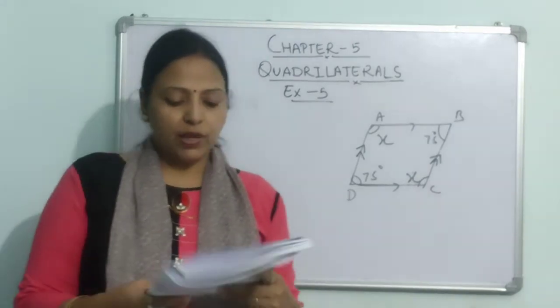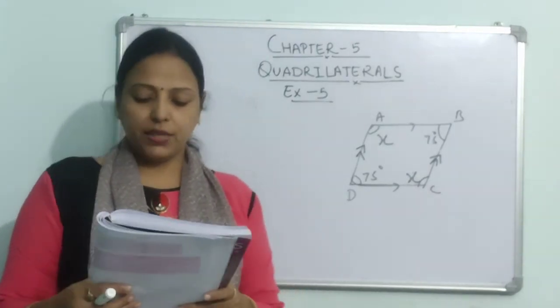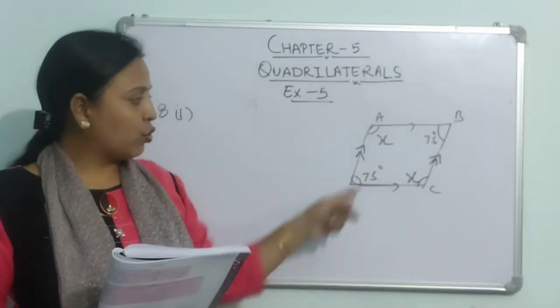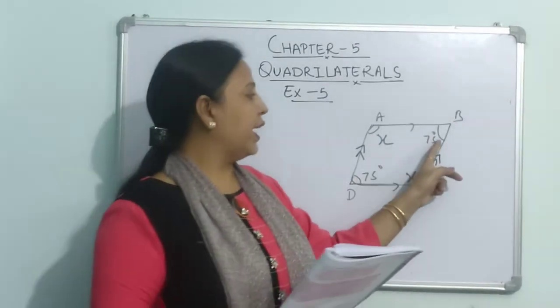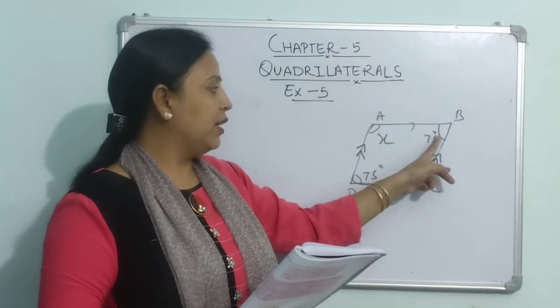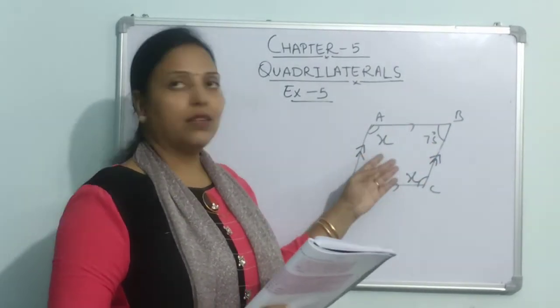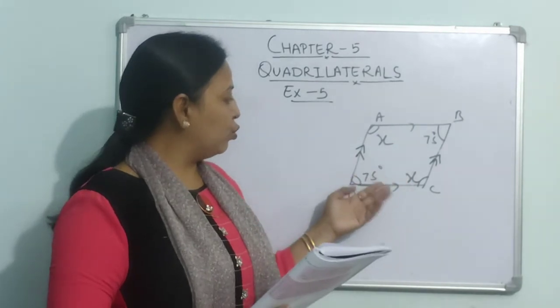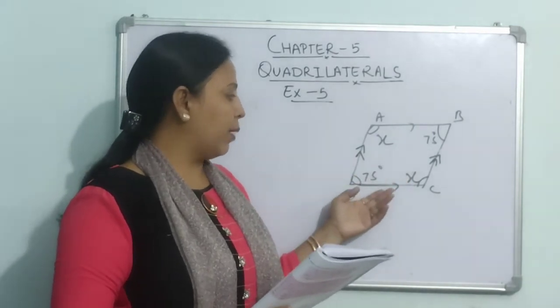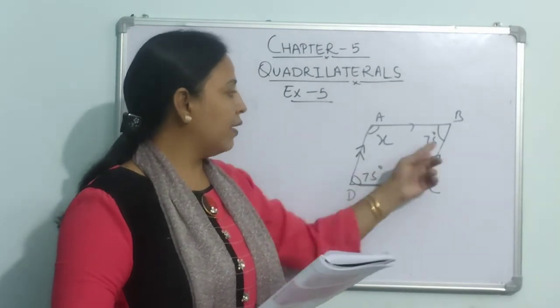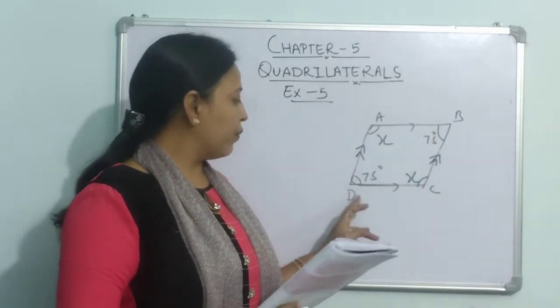Question number 8, first one. If one of the angles of a parallelogram measures 75, find the other angles. Here I have drawn one parallelogram in which one angle is given 75 degree and you have to find the other three angles. We have to use here the properties of parallelogram. In case of the parallelogram the opposite angles are equal. So directly we can find this angle B.